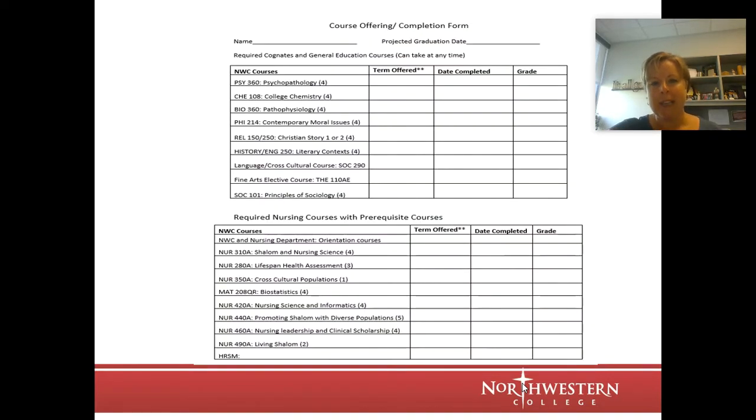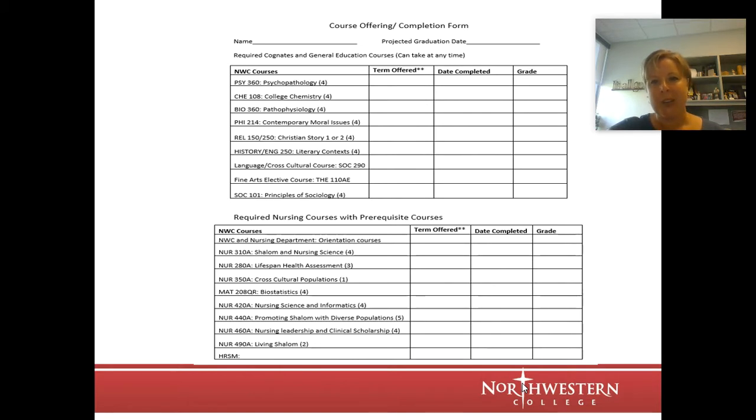This last form is available to you within the course. You may download it. This is what your advisor uses just to make sure that you have the courses that you need for graduation. If you would like to complete it yourself, you may download it and complete it. Otherwise, your advisor will do the work for you with knowing where you're at, the term that you took it, and the grade you got.